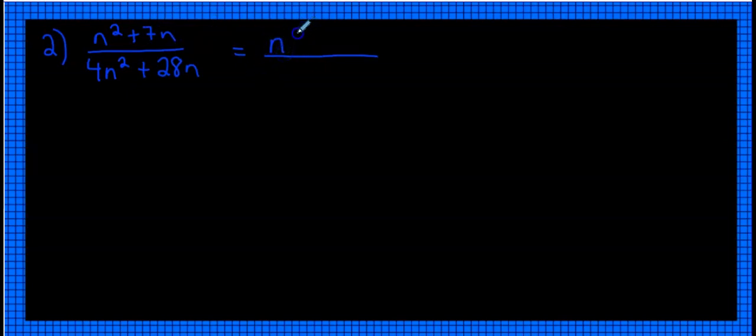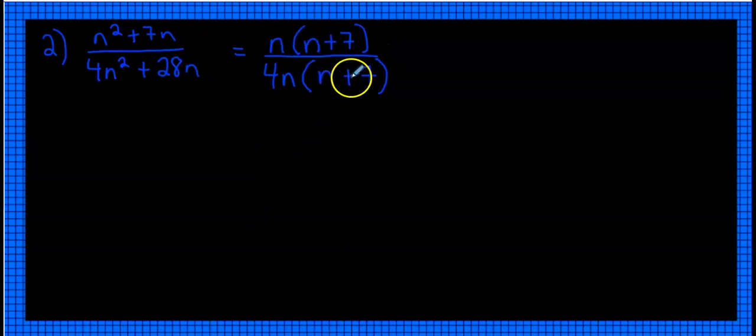So I'm going to pull out that n to the first. And then I'm going to just divide each of these by n. N squared divided by n is n. And 7n divided by n is 7. So this is factored. This one, from the coefficients, I can take out a 4. And then I can take out an n also because they have an n in common. This divided by this is n, and 28n divided by 4n is going to be 7. So now I have a couple things I can cancel.